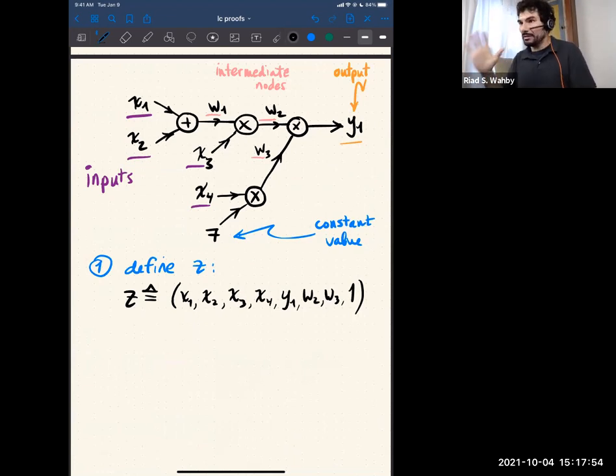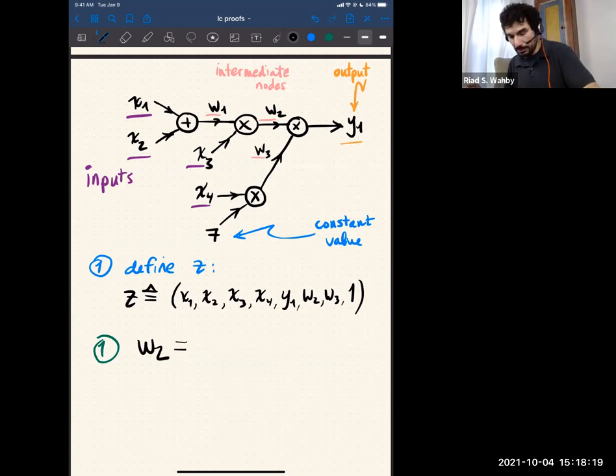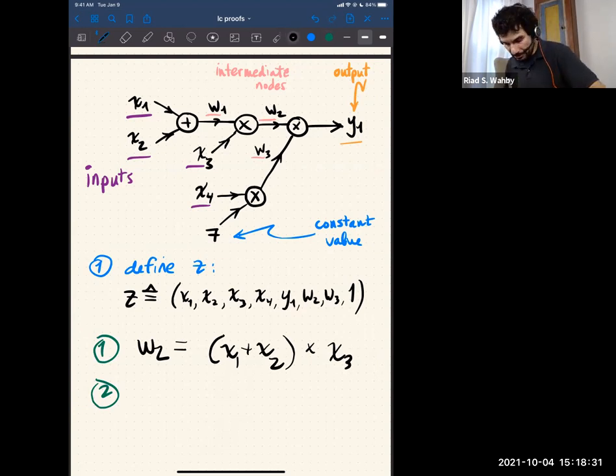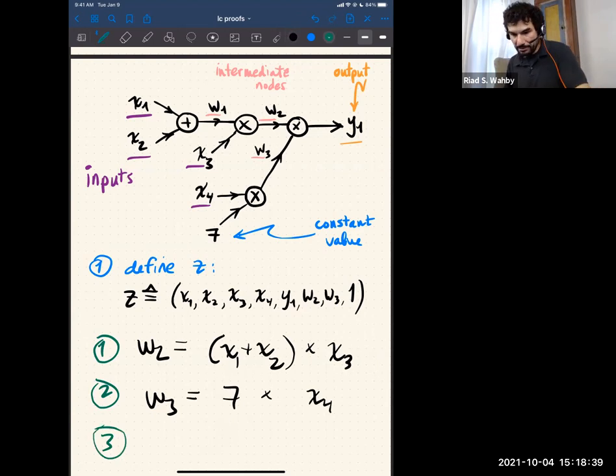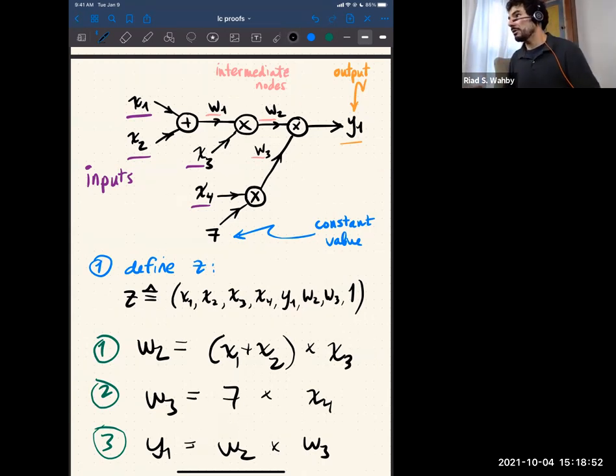So as step one, we'll define the vector Z to be, in this case, all the X's concatenated with Y, the single Y, concatenated with the intermediate values W, and then the value one, okay? And now we'll write down constraints on the outputs of each multiplication gate in the circuit. Okay, so constraint number one is W2 equals X1 plus X2 times X3. And constraint two is, we're just reading these off, W3 is equal to 7 times X4. And constraint three is Y1 equals W2 times W3. Okay, so here are our constraints.